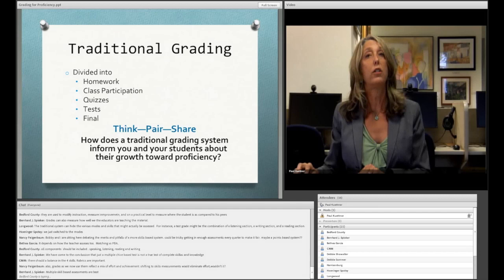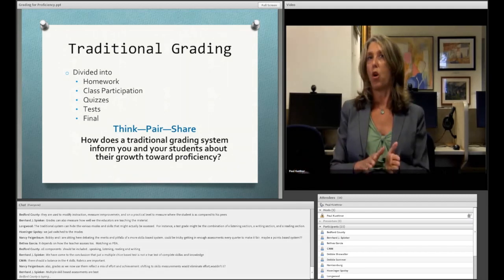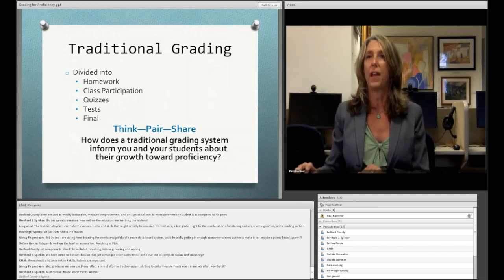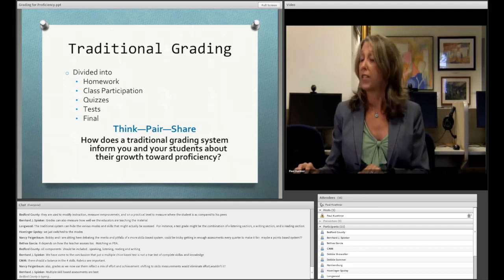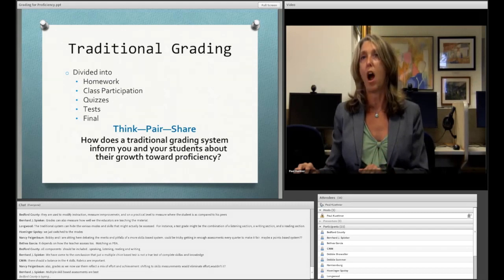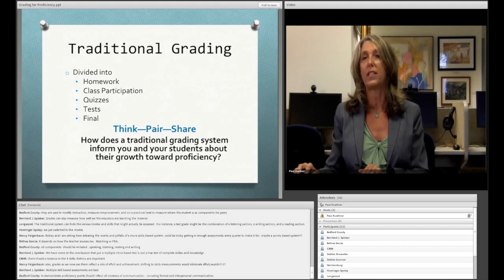We have come to the conclusion that just a multiple choice based test is not a true test of complete skills and knowledge. Right. And I like that you use the word knowledge too, because that's something I want to draw us back to later, which is that conversing in another language is not only a function of knowledge. So there are other things that we would wish to assess and also communicate.